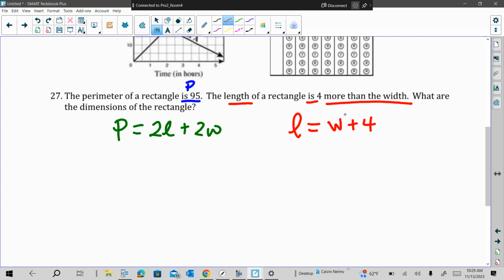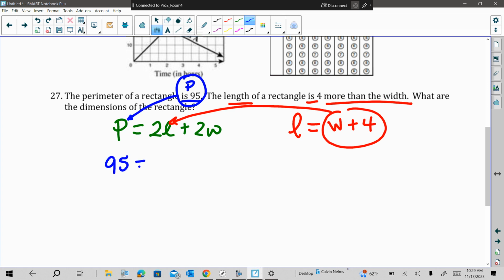So I can take this, substitute it for my L, and take my 95 and substitute it for my P. So this would be 95 equals 2 times my length, which was this expression right here, W plus 4, plus 2W. And so we're just distributing, solving for the W, which is your width, then plug it back in to find the length.